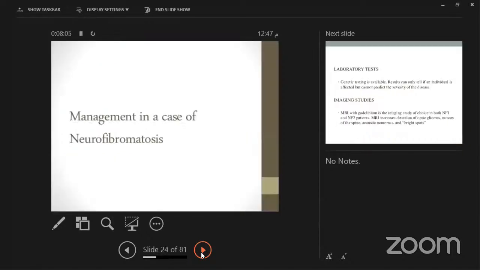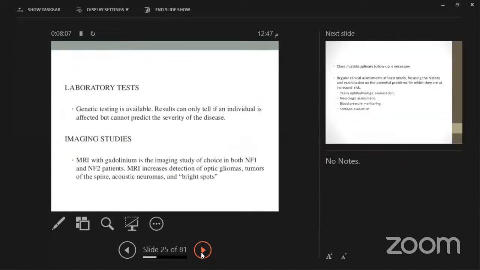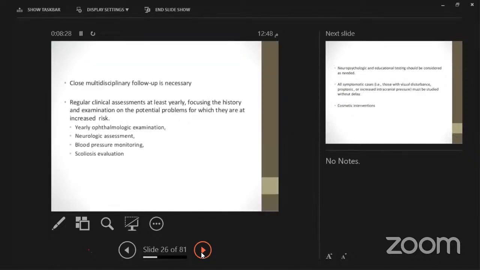Management in neurofibromatosis: laboratory testing and imaging studies. MRI with gadolinium is the imaging study of choice in both neurofibromatosis 1 and neurofibromatosis 2. MRI increases detection of optic glioma, tumors of the spine, acoustic neuroma, and also spots that occur within the central nervous system. So in management we also need a close multidisciplinary approach.